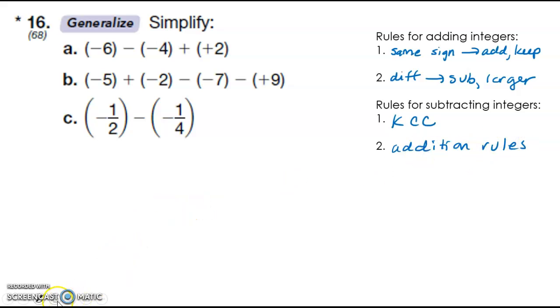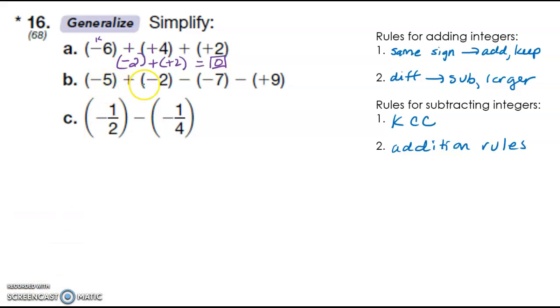Here I have a subtraction problem, so I'm going to keep, change, change. So I have negative 6 plus a positive 4. Those are different signs. I'm going to subtract and take the sign of the larger. 6 minus 4 is 2. 6 is larger than 4, so I end up with this. Here, different signs. I subtract and take the sign of the larger. Neither is larger, so A is 0.